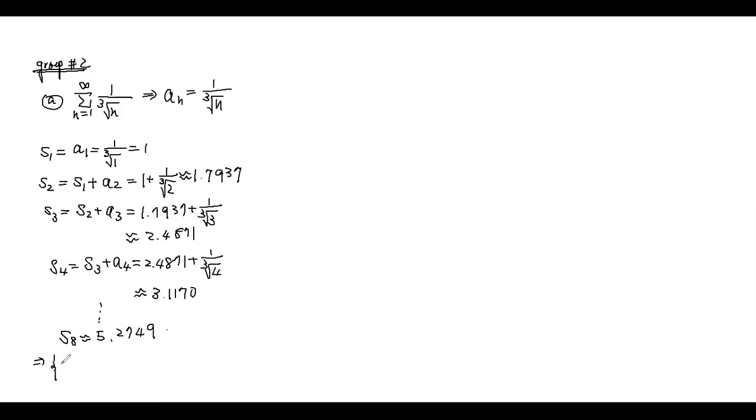So that's what we mean: the partial sums become a sequence. It becomes 1.7937, 2.4971, 3.1170, and so on, to 5.2749. So this is the first sum. Of course, as you can see, it's getting bigger and bigger, so this series is divergent, because the numbers are getting bigger and bigger.